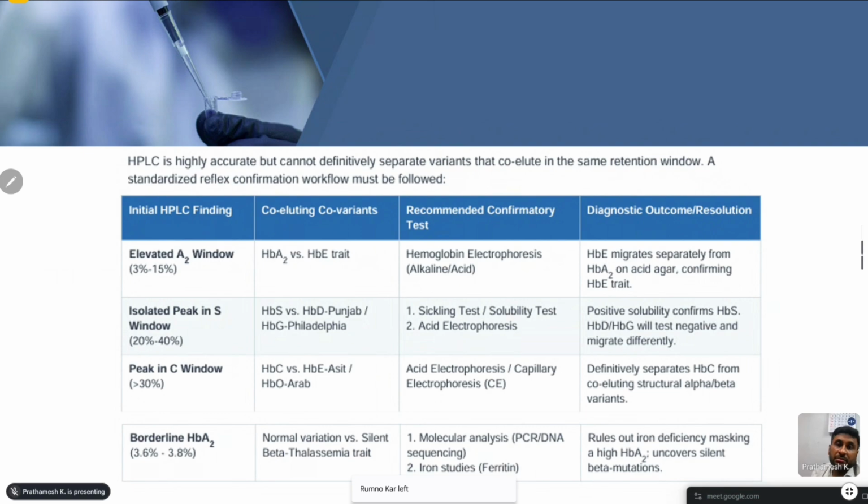Okay. So as I told you, HPLC is highly accurate, but it cannot definitively separate variants that co-elute in the same retention. So in that situation, you might have to go for reflex testing. That is, you may have to go for an Hb electrophoresis. So when there's a confusion between HbA2 and HbE trait, then better to go for Hb electrophoresis. HbE migrates separately from HbA2 on acid agar, confirming HbE trait. Isolated peak in S window. Again, मैंने बोला था HbS, HbD Punjab retention time near about same है, co-eluting windows है. So इस situation में आप सिकलिंग टेस्ट या solubility टेस्ट कर सकते हो और एक इलेक्ट्रोफोरेसिस भी कर सकते हो.